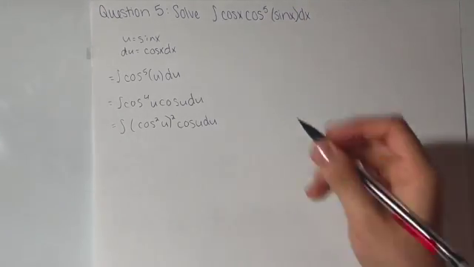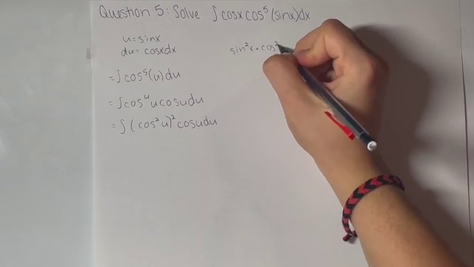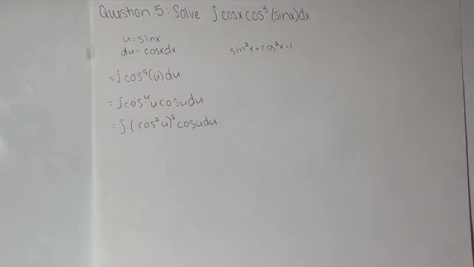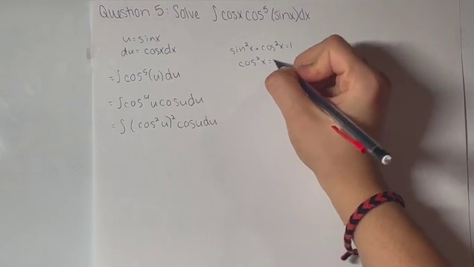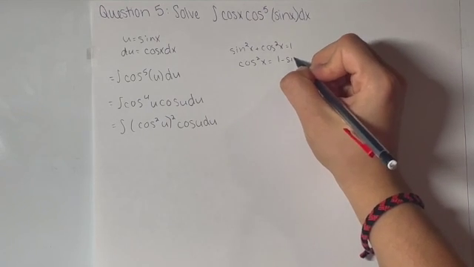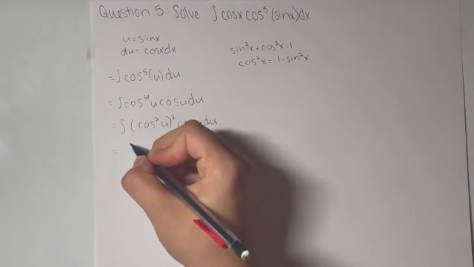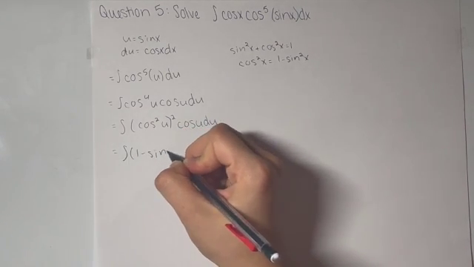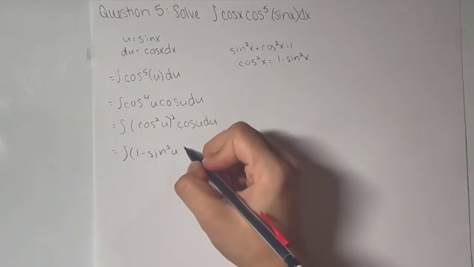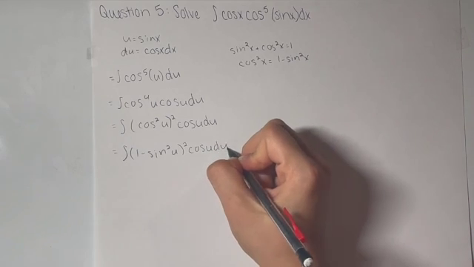Now from a trig identity, we know that sine squared x plus cosine squared x is equal to 1. And if we solve for cosine squared x, we can see that cosine squared x is equal to 1 minus sine squared x. Then we can use this in our integral, and we will get the integral of 1 minus sine squared u, squared, cosine u du.